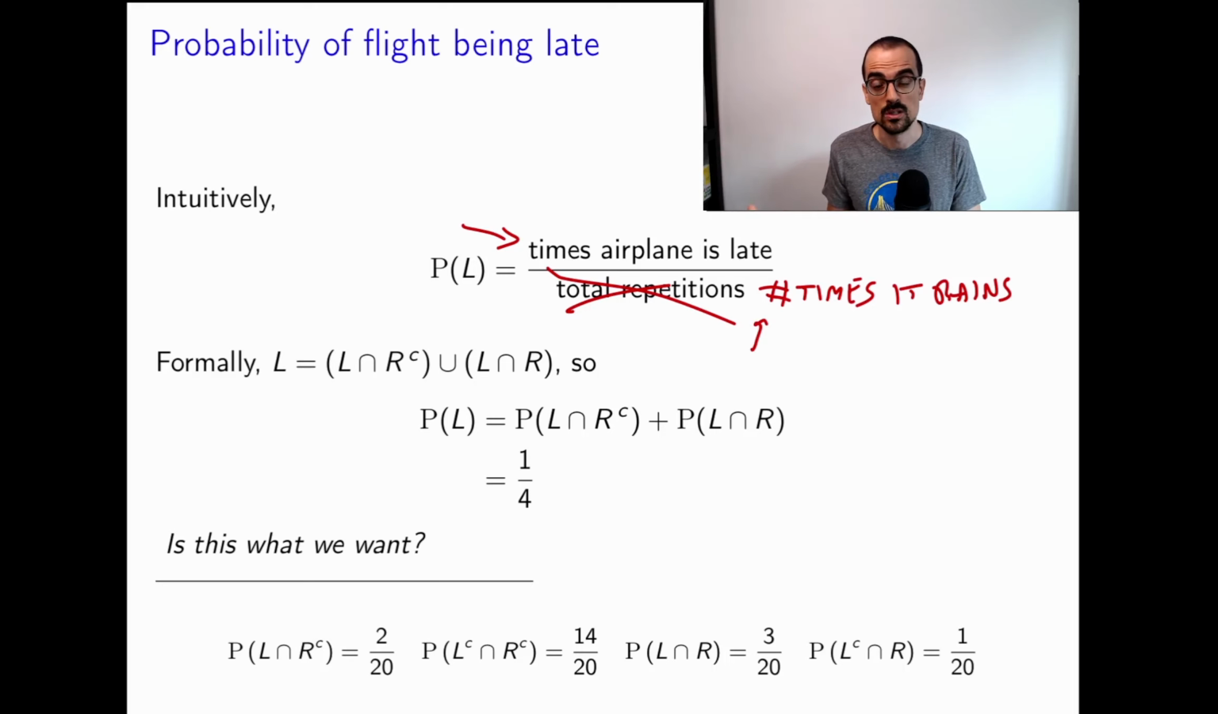The answer is no, because in that numerator, there's the times that the plane is late and it rains, and there's the times that the plane is late and it does not rain, right? So this fraction in particular, if we keep it like that, could be above 1. We're only interested in the instances when it rains. So we should replace this by saying the number of times that the airplane is late and it rains. Sorry for my handwriting. Okay?